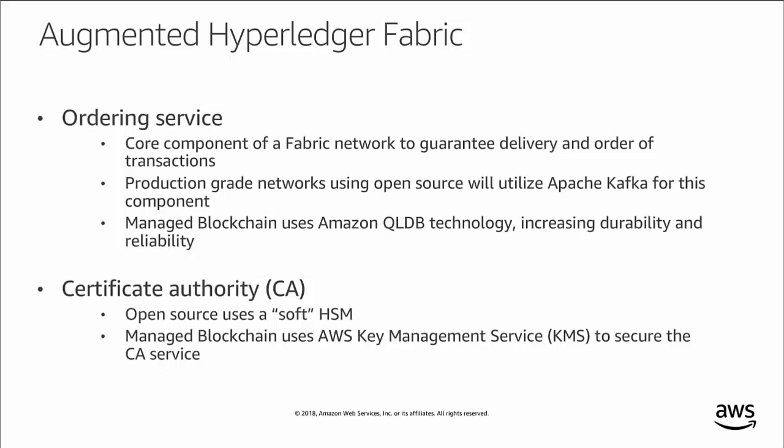We've augmented Hyperledger Fabric. We've utilized the same journal technology that backs Amazon QLDB for the ordering service instead of Apache Kafka. And when we run the Fabric CA, we're not using a soft HSM like you would in open source without configuring a secure certificate store. We're utilizing AWS KMS technology to secure the CA.